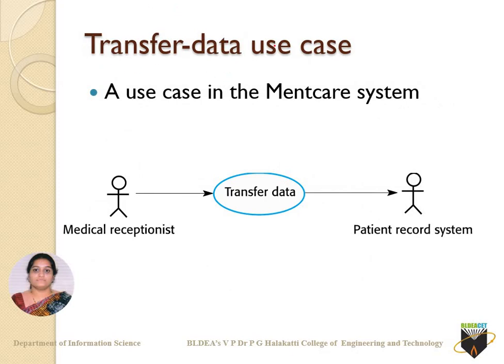With an example, you will come to know. Now, if I say transfer data is a use case in the Mentcare system, then transfer data is a use case here, and these are called your actors. Actors are shown in UML with a stick figure of a person, like the stick figures we used to draw in our childhood. These sticks are your respective users, and this is called the use case. So this is a use case diagram of the transfer data use case.